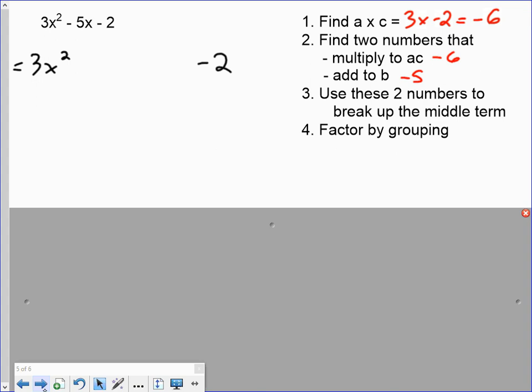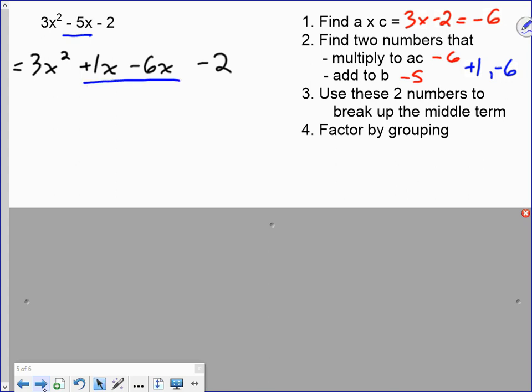So let's figure out our numbers first here. Multiply to negative 6 and add to negative 5. I think I need a 1 and a 6, and I think that one has to be negative, and I think that one has to be positive. Let's see, 1 times negative 6 is negative 6, and 1 minus 6 is negative 5. Okay, so we're going to use those two numbers to take this negative 5x, and we are going to write it as plus 1x minus 6x, breaking up that middle term.